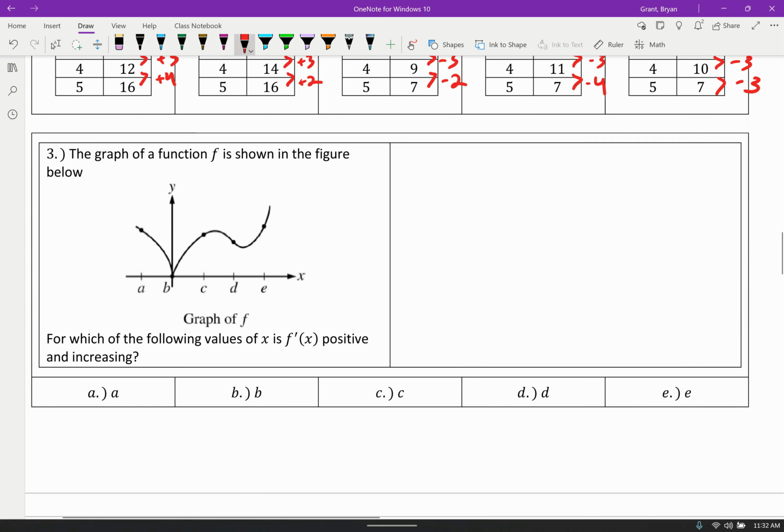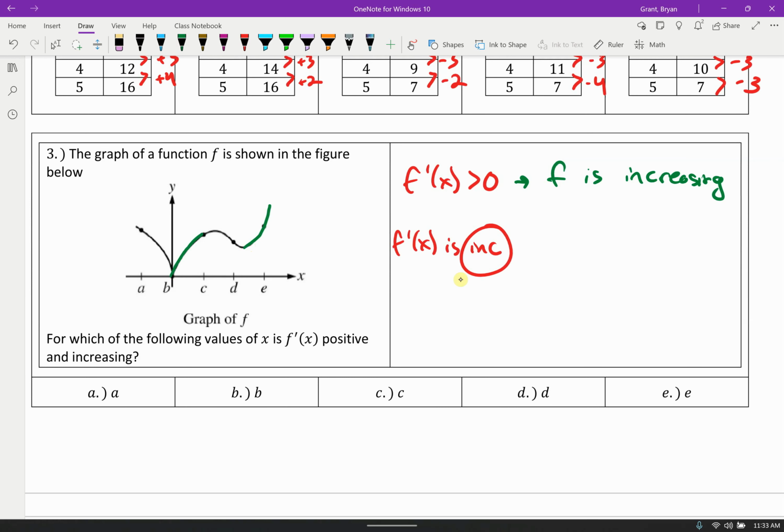All right, let's try 3. For which of the following graphs or values of x is f prime positive and increasing? Well, let's translate that. F prime being positive means that f is increasing. So I'm going to go ahead and highlight where this graph is increasing. Looks like here and then here. There we go. However, they also said f prime of x is increasing, meaning the slope of f prime is positive. So that actually tells us that f double prime is positive.